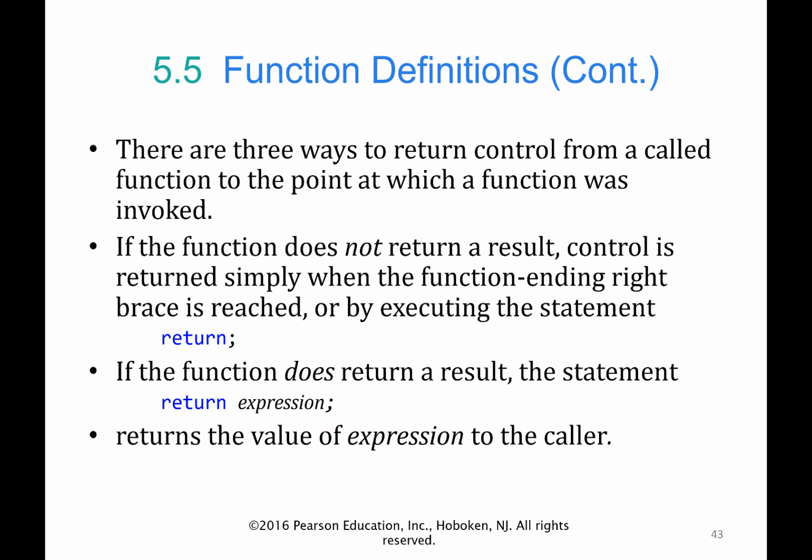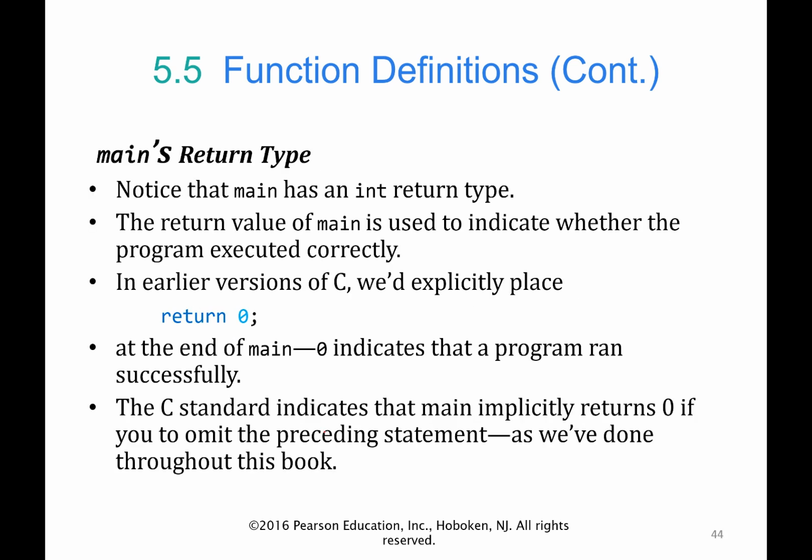So there's three ways to return from a function call. If there's no value, you just hit the word return. It returns back. We can return an expression, the value. Or the third way is simply reaching the end of the function. In other words, if you just reach the end of the function and you don't have a return, it'll return back, but it won't return anything. Or you return the expression.